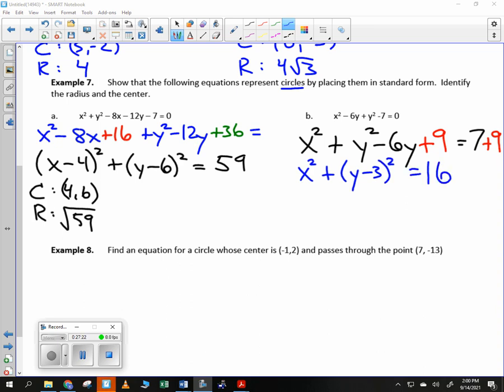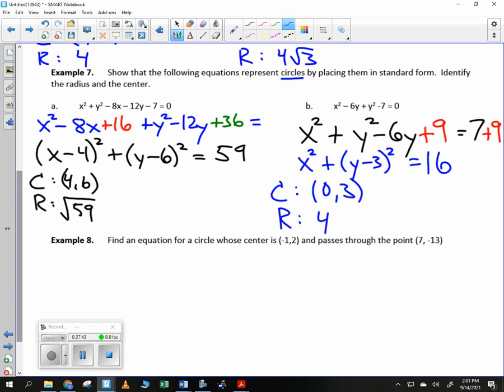So I now have the completed square. That's the goal. We roll through the completed square process. We now can identify the center, and we can identify the radius. What is the center? 0, 3. What is the radius? 4. Piece of cake, upside down. You don't know?